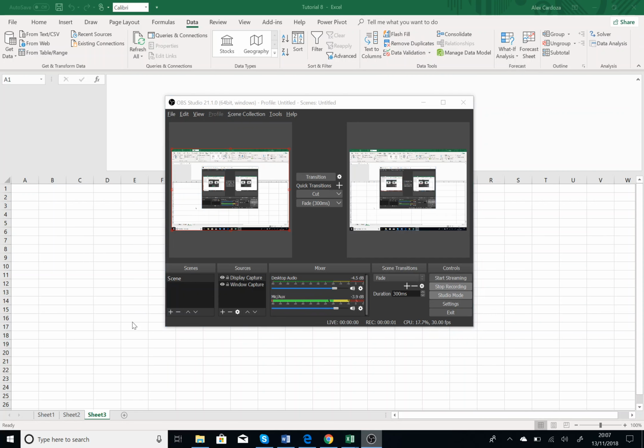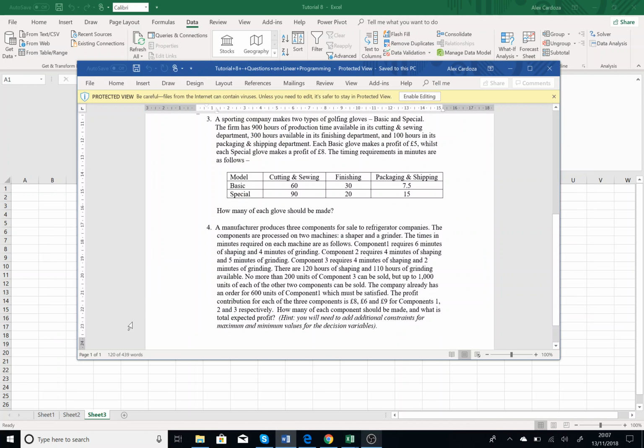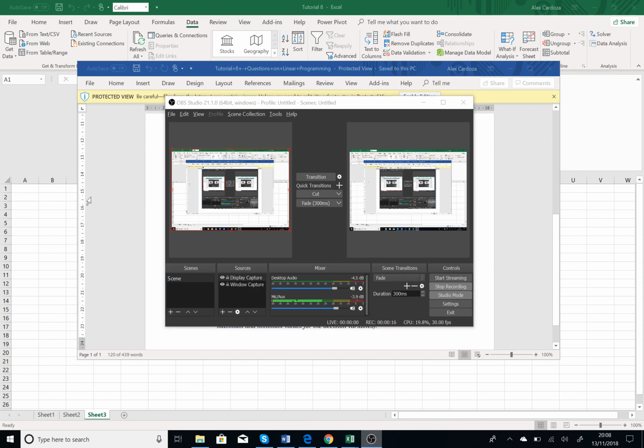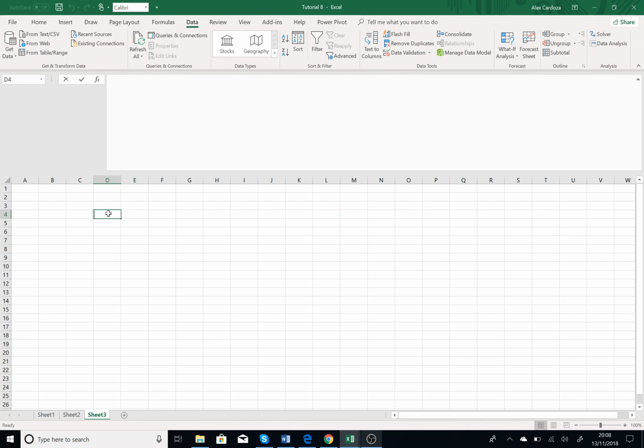So this is essentially very similar as well. It produces 3 components for sales. The components are processed on 2 machines, a shaper and a grinder. The times required on each machine. So let's do component 1, component 2, component 3.